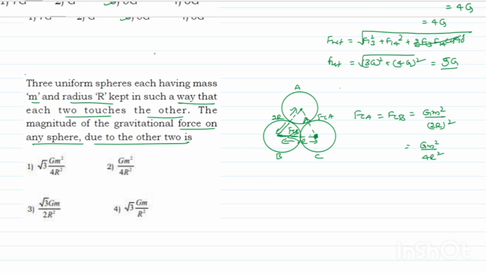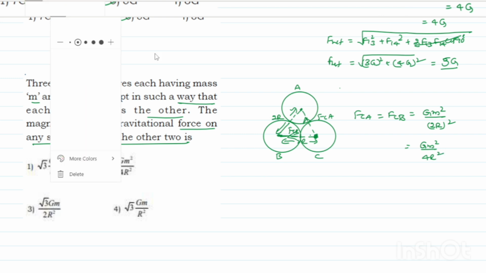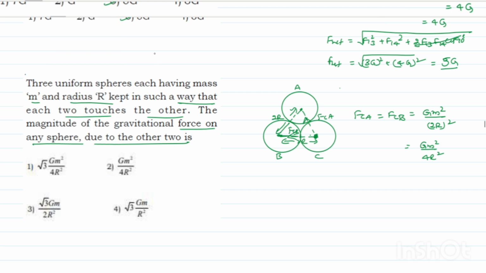Now these two forces make an angle of 60 degrees, because it forms an equilateral triangle. Then F net, when the magnitudes are equal, becomes root 3 F. Root 3 into F, in the sense you can take it as GM square by 4R square. Root 3 into GM square by 4R square is the correct answer.